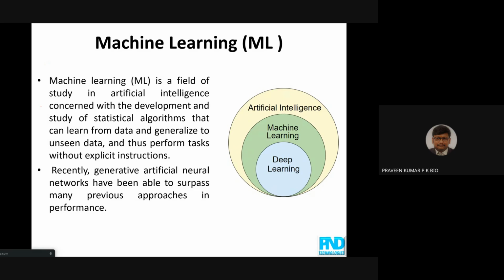Machine learning is a field of study in artificial intelligence. Machine learning is a part of artificial intelligence, and deep learning is also a part of machine learning, which of course comes under artificial intelligence. What is it majorly concerned with? It is majorly concerned with the development and study of statistical algorithms that can learn from data and generalize to unseen data, and thus perform tasks without explicit instructions. So whatever task we perform, we are able to process the data without explicit instructions. To know more about this, go to the next slide.